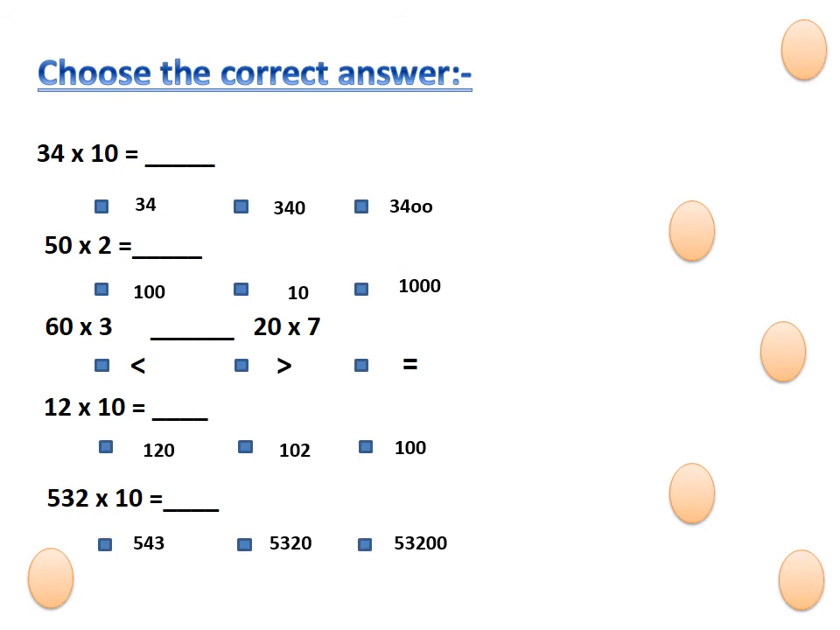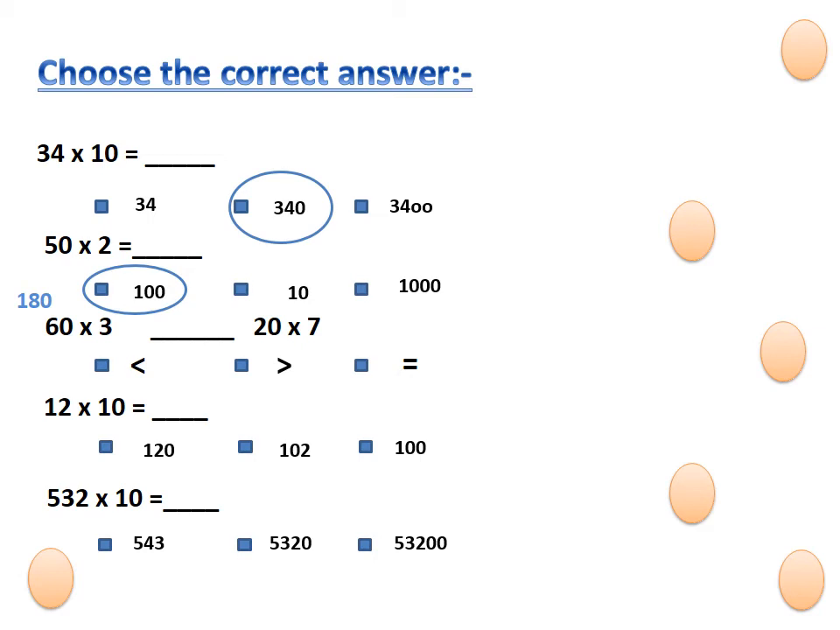The next question. It's about multiplying by 10. Here we have 34 by 10. We will put the 0 and write 34. So it will be 340. The next one, 50 by 2. Put the 0 and multiply 5 by 2, which will be 100. The next one, we have 60 by 3, will be 180.